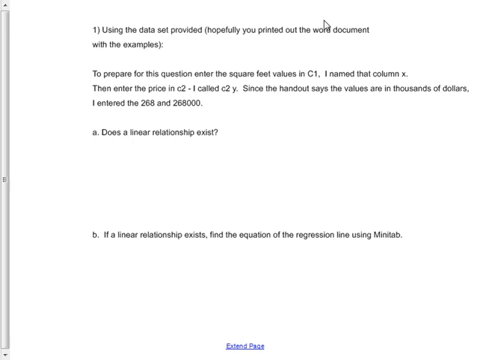Okay, so we're going to take a look at some examples dealing with regression. If you haven't printed out the blank template of these examples, do so now and put the video on pause.